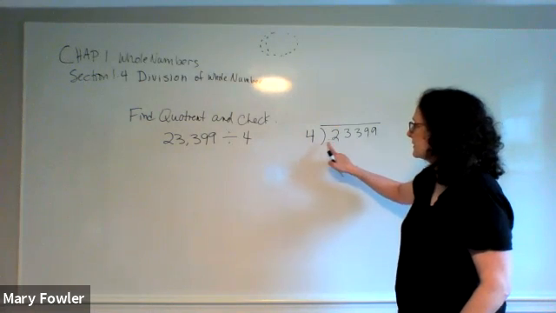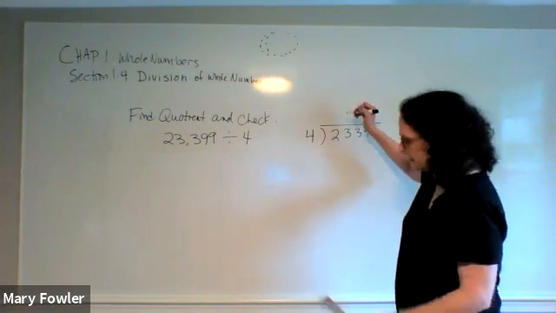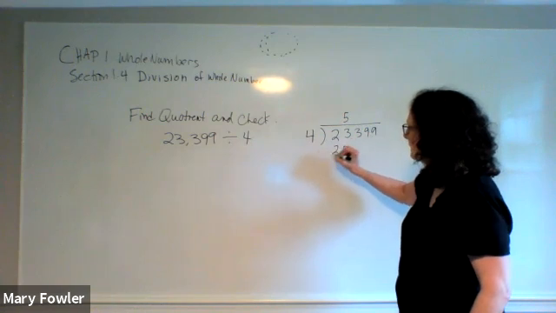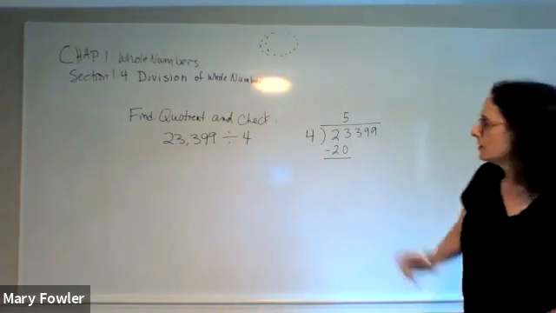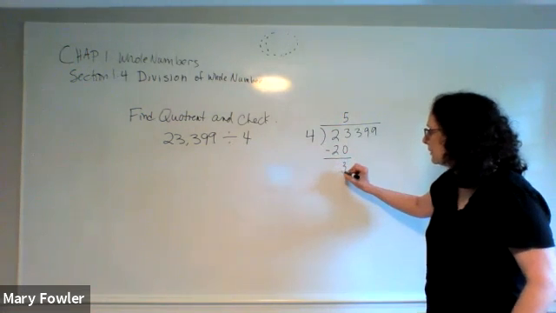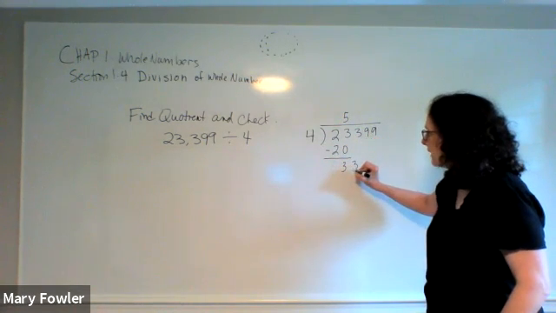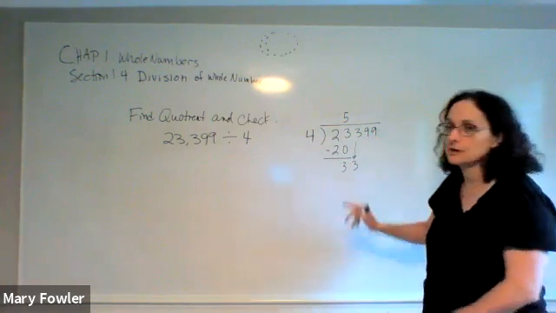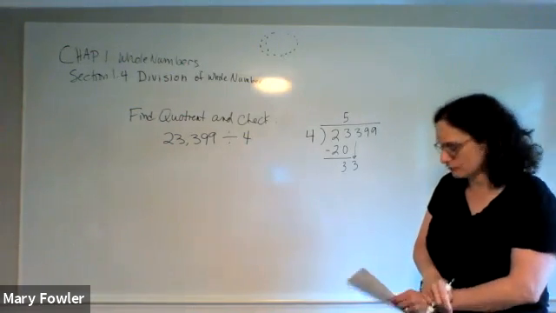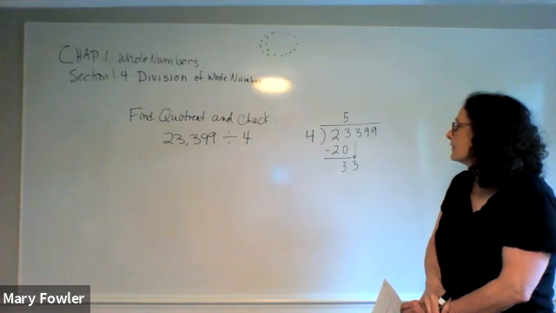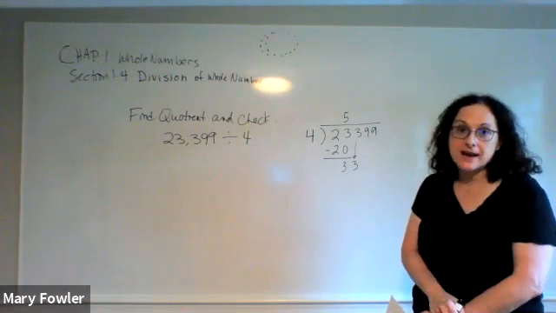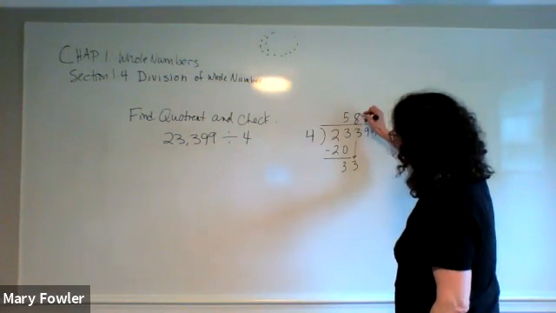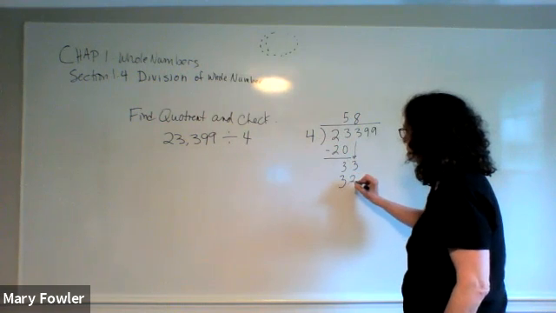Does 4 go into 2? It does not. Does 4 go into 23? It does. It goes in 5 times. 5 times 4 is 20. And we subtract. We get a 3 here. And we're going to bring the next 3 down. So that's this guy right here. All right, so 4 goes into 33. 4 times 8 is 32. So 4 goes into 33 8 times. 4 times 8 is 32.